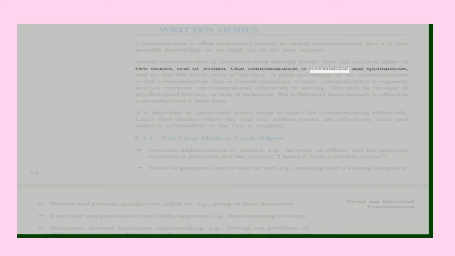Oral communication is more natural and spontaneous, and we use this mode most of the time. A great percentage of our communication is oral communication. But in formal situations, written communication is required, and not everyone can communicate effectively in writing. This may be because of psychological barriers, or lack of technique. We will discuss these barriers to effective communication a little later. It is important to understand which mode to select for communicating effectively. Let's first discuss where the oral and written modes are effectively used, and where a combination of the two is required.